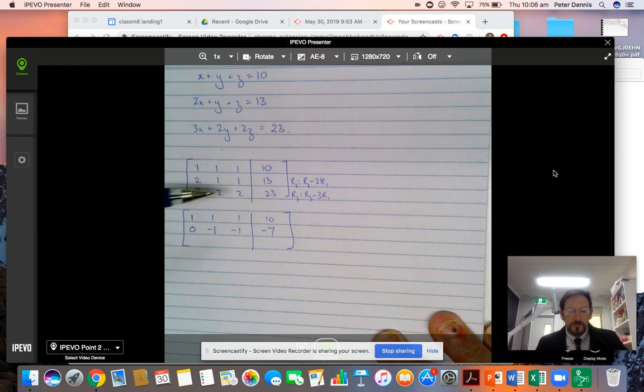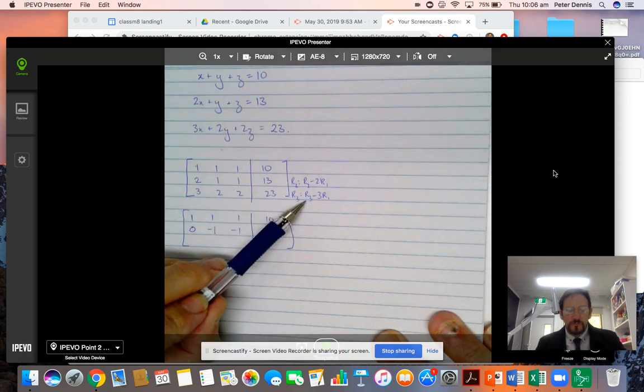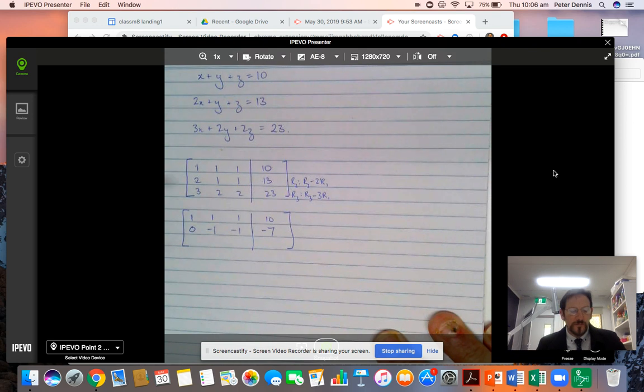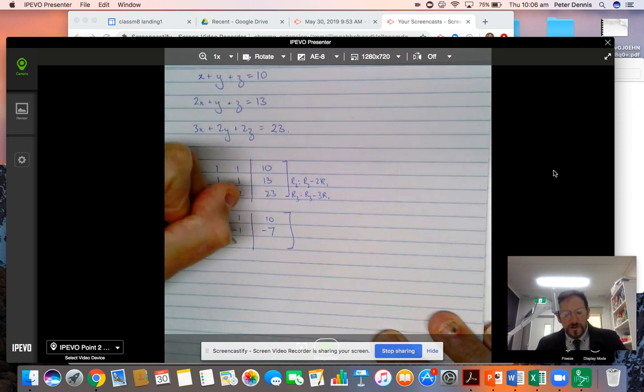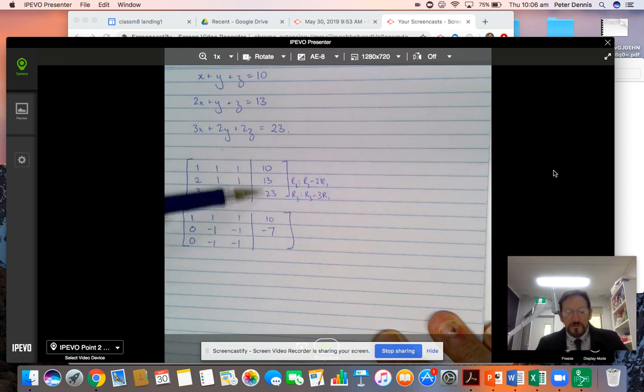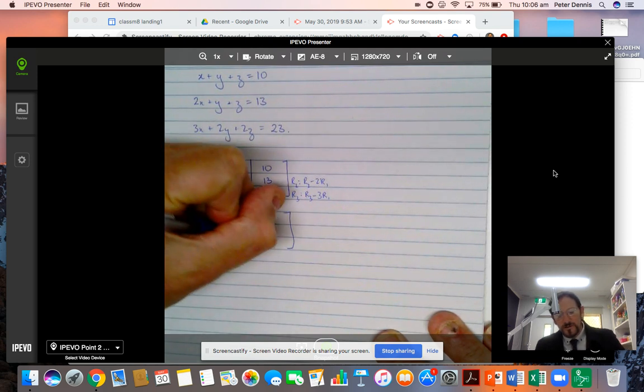Exactly the same here. Row 3 is going to become row 3 minus 3 lots of R1. So row 3 minus 3 lots of this is 0, exactly what we want. 2 minus 3 lots of this is minus 1. And again, 2 minus 3 lots of this. 2 minus 3 is minus 1. This minus 3 lots of this. 27 minus 3 lots of 10 is 30. 23 minus 30 is minus 7.